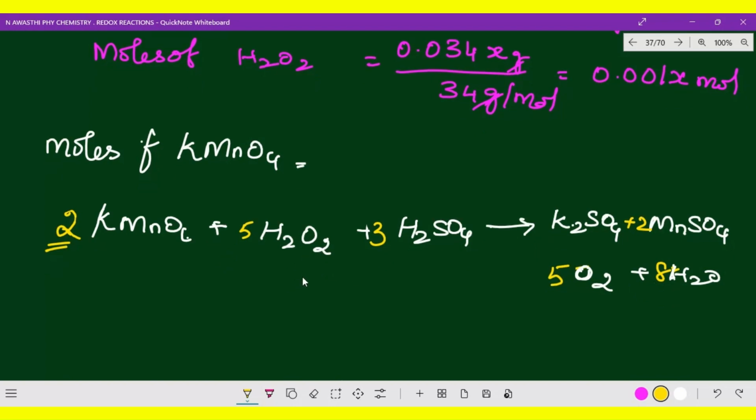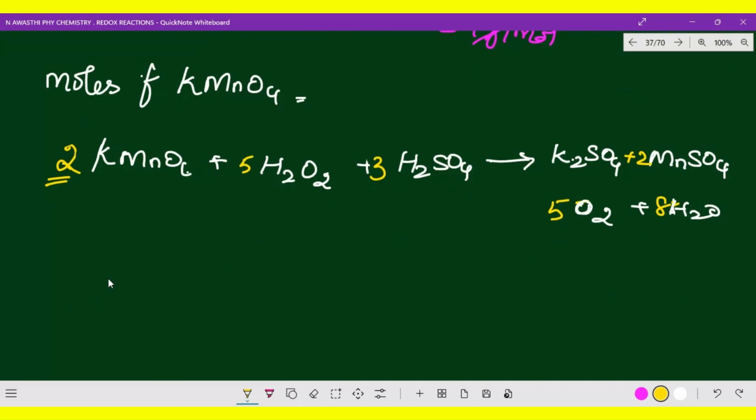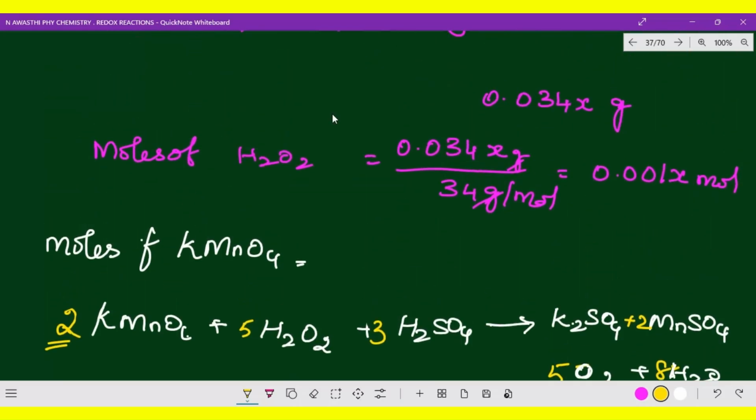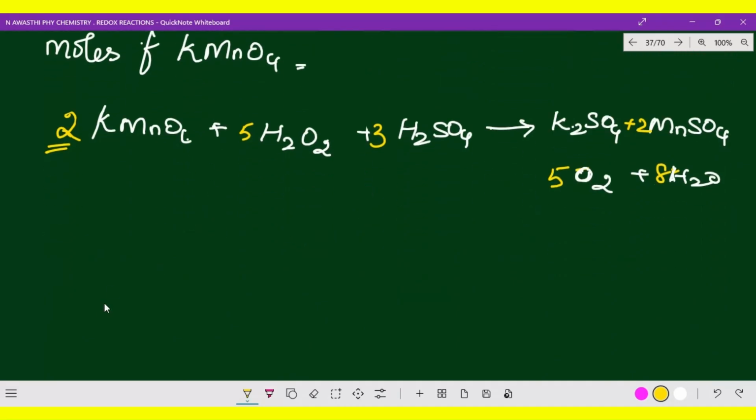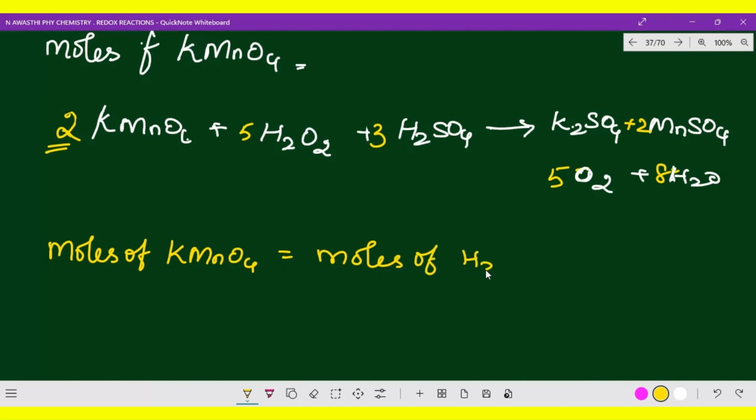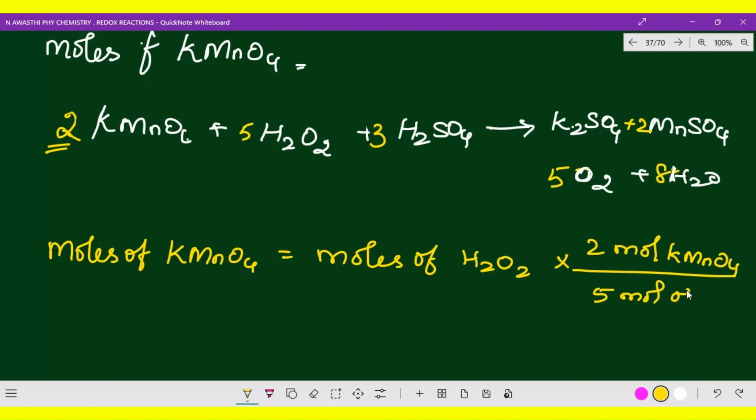Now let us find the solution. We have to check how many moles of hydrogen peroxide reacted, because we found the number of moles of hydrogen peroxide. Now we have to find the number of moles of KMnO4, which is why we brought this equation. So moles of KMnO4 equal moles of hydrogen peroxide into 2 mole of KMnO4 divided by 5 mole of H2O2.